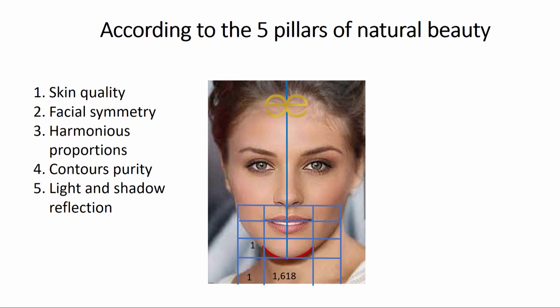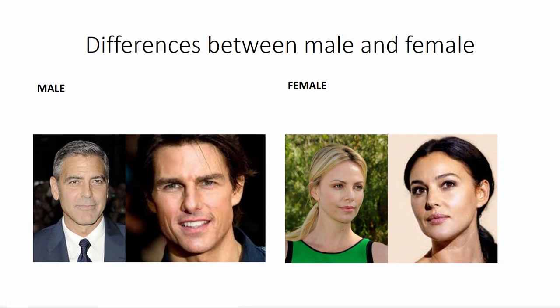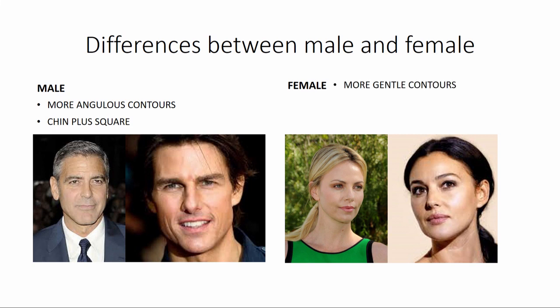And of course, the right light and shadow reflection, it means for the chin, the right position for the culminant point of the chin between the upper lip and lower lip. Also on profile, we have to have the right position of the chin because this is the head of your oval, of your jawline, 10 degrees. And also keep in mind the differences that we have to keep between male and female. For male, a more angulous angle must be respected, chin more square. And for female, a more gentle contour, chin fine, and muscle less visible.